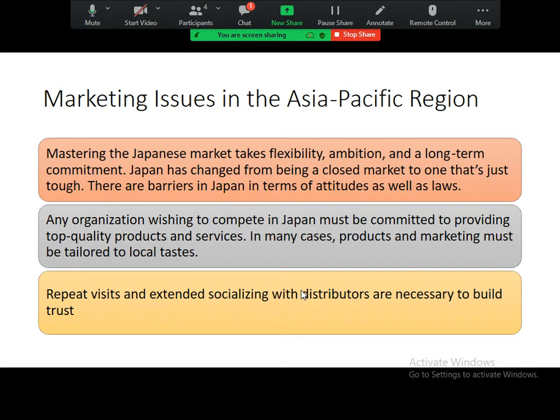In many cases, products and marketing must be tailored to local taste. Repeat visits and extended socializing with distributors are necessary to build trust. Marketers must also master the Keiretsu system, that is the tightly knit corporate alliances.